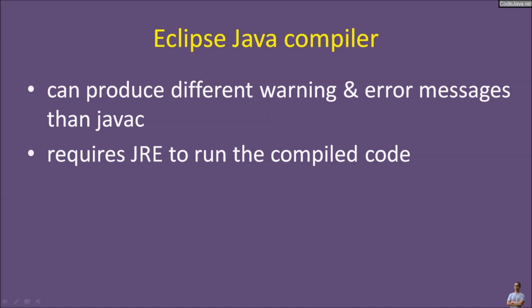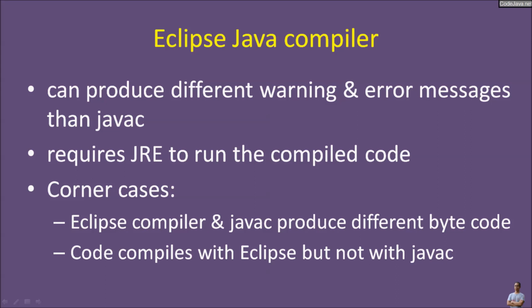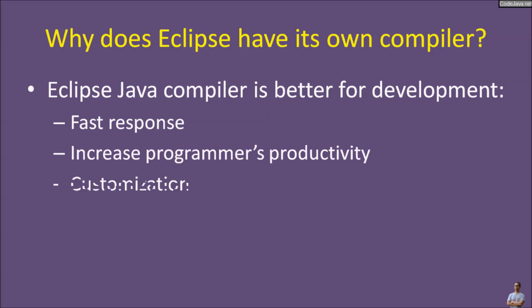The Eclipse Java compiler requires a JRE to run the compiled bytecode. So to use Eclipse, you need only the JRE, Java Runtime Environment. JDK is not necessary. And there are some corner cases where the Eclipse Java compiler and javac produce different bytecode, and code compiled with Eclipse but not compiled with javac. So to conclude, the Eclipse Java compiler is better for development because its incremental compiler provides a fast response to programmers, increases programmers' productivity, and it allows customization of errors and warnings and optimization of the generated bytecode.